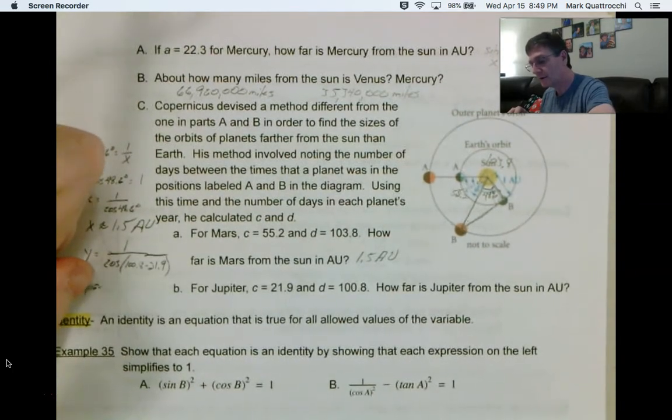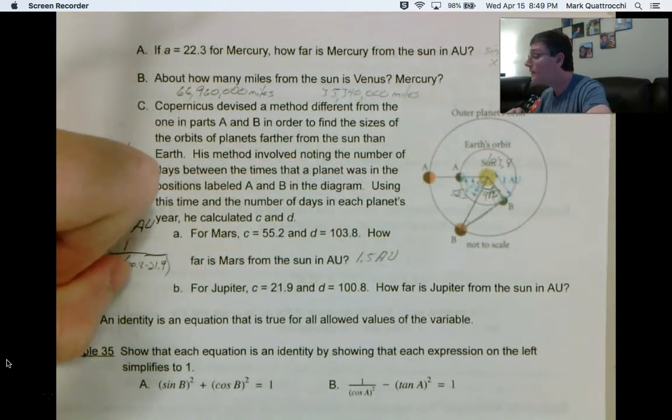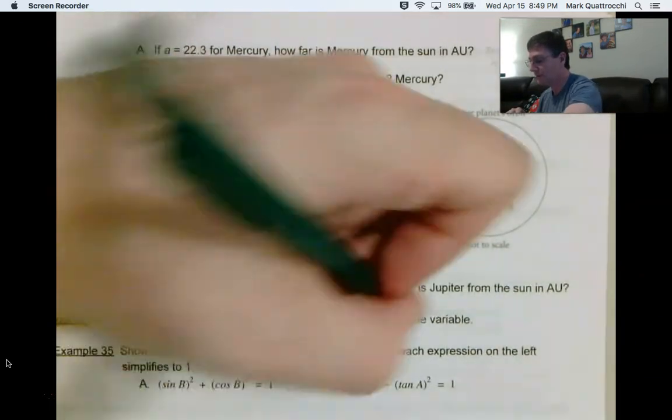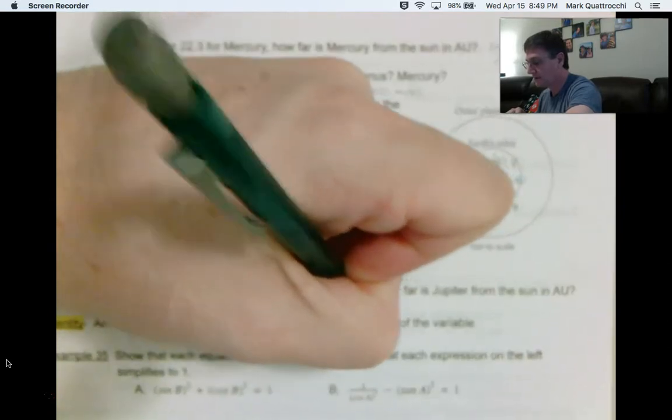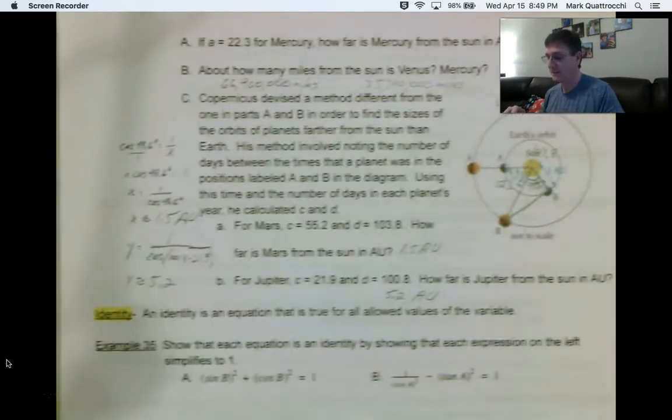Y is approximately equal to 100.8 minus 21.9, 78.9. So we're going to do 1 divided by cosine 78.9, which equals 5.2. So Jupiter is about 5.2 astronomical units to the sun.